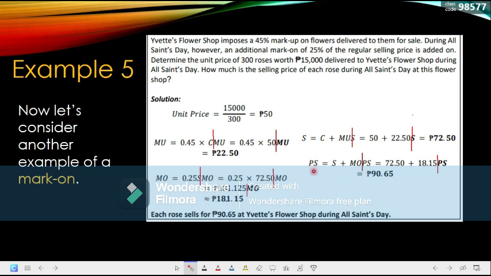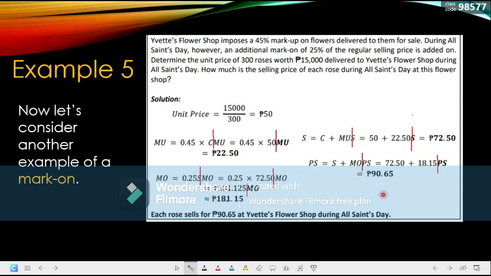So the new price during this peak season is equal to the original selling price plus the mark-on. We have 72.50 plus 18.15. So the new selling price is 90 pesos and 65 centavos. Each rose sells for 90 pesos and 65 centavos at Yvette's flower shop during All Saints' Day. So I hope that everything is clear so far for example number 5.